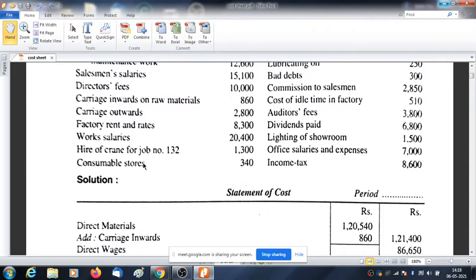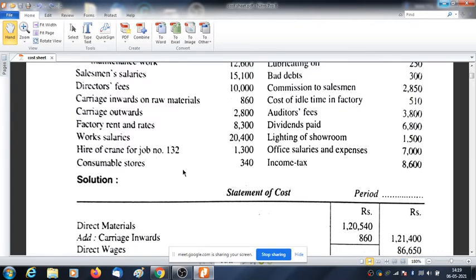Then hire of crane for job number 132 means this is the job. So what would be the nature of this expense? See, the crane is being hired to do the job. So had there been no crane, it would not have been possible to execute the job. So is it a direct expense or indirect expense? Tell me. Direct, sir. Good, excellent.